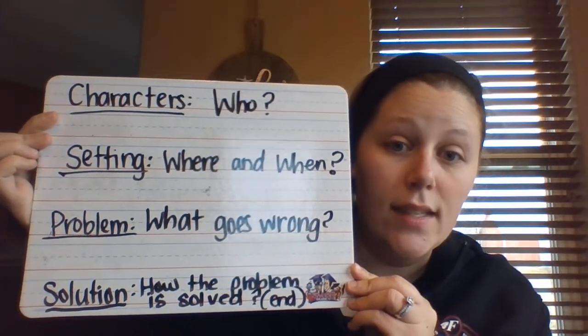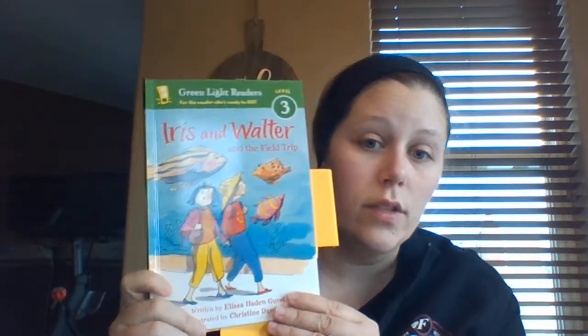And we learned about setting, and that was where the story takes place and when the story takes place. So in this book, Iris and Walter and the Field Trip, we learned that they were going on a field trip, right? Can you think back to some of the places in this story, the where? Yep, you're right. They were in their classroom learning about the different animals. They were at their house telling their families how excited they were to be going on the field trip. Then they were actually at the field trip, and the field trip was what? Do you remember where they went? You're right, they went to the aquarium. So the aquarium is the main setting in this story. That's where the story mostly took place.